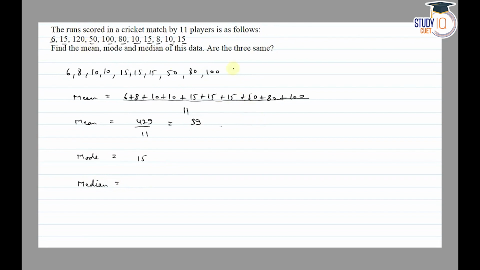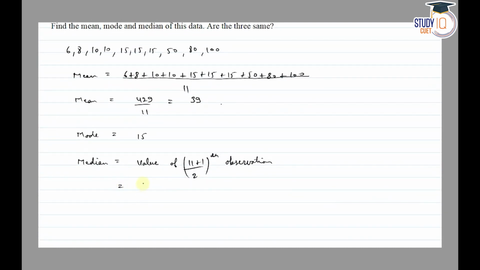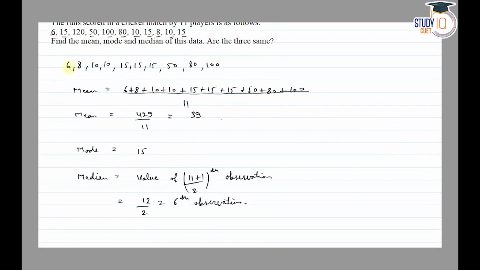And median is the middlemost term और यहाँ पर हमारे पास 11 observations है. So value of (11 plus 1) by 2 observation. So हो जाएगा हमारे पास 12 upon 2 is equal to 6th observation. So 6th observation है हमारे पास 1 2 3 4 5 6 is equal to 50.